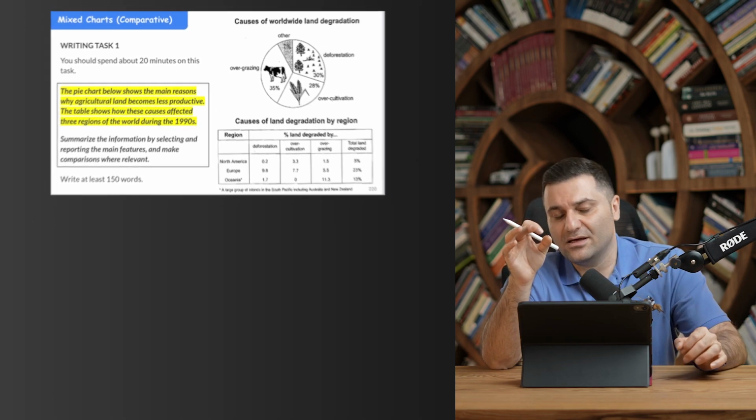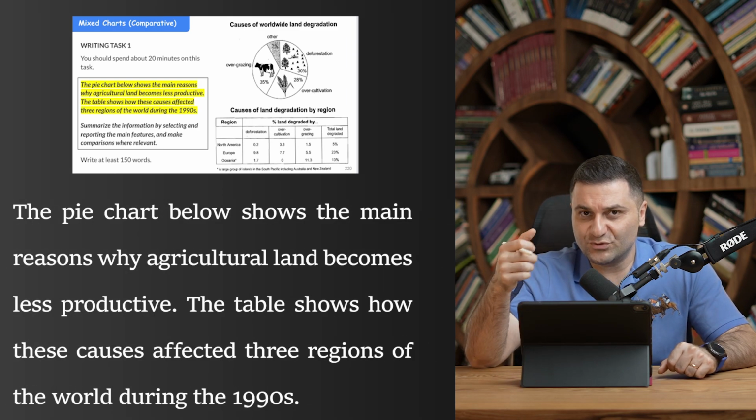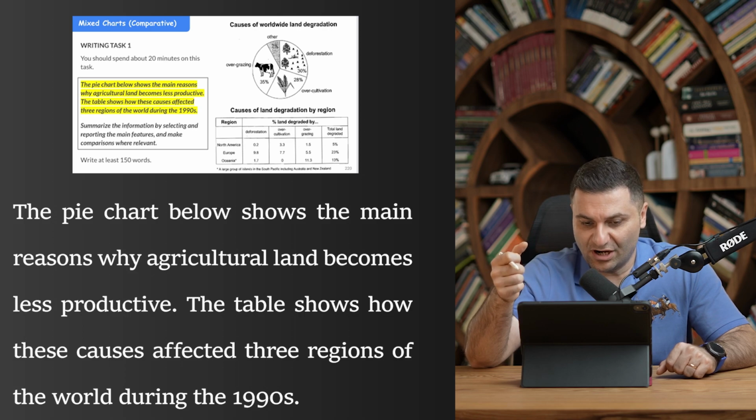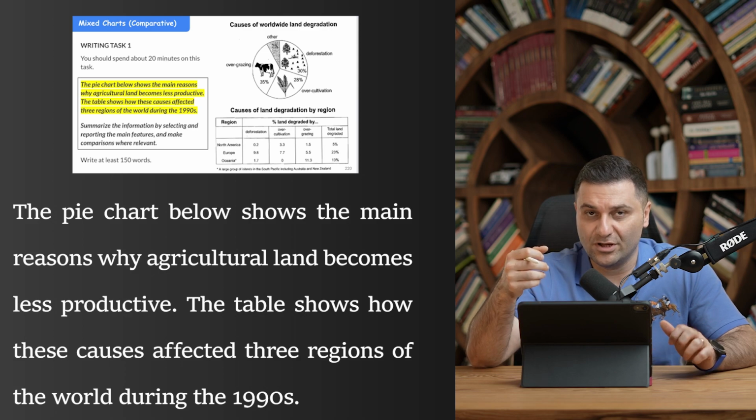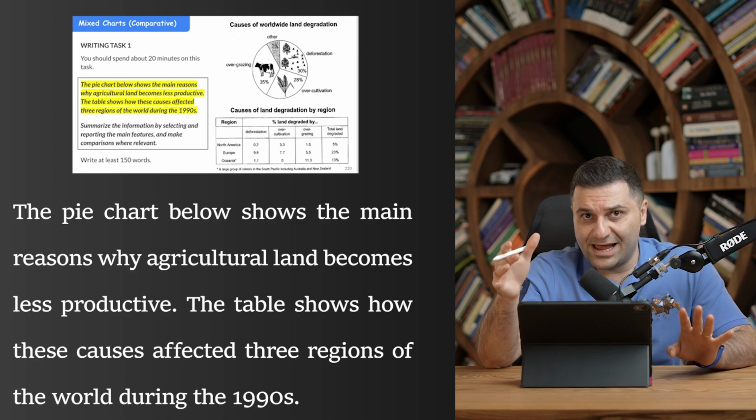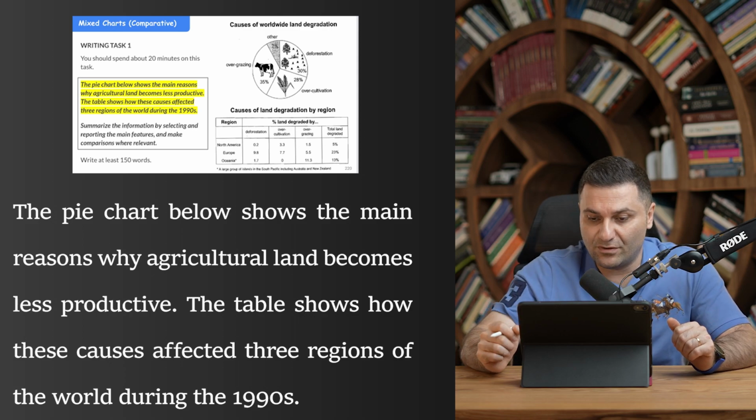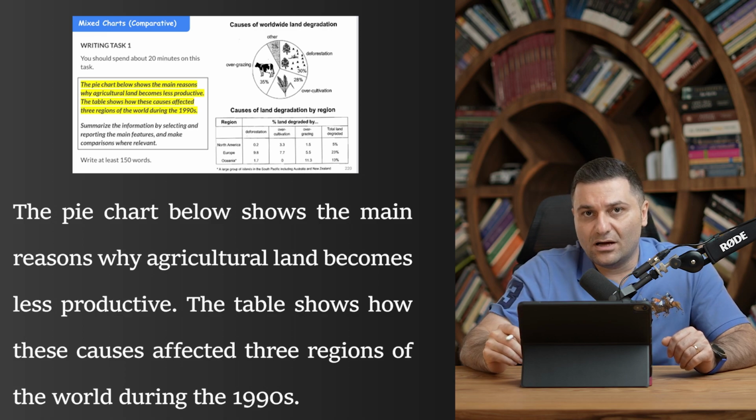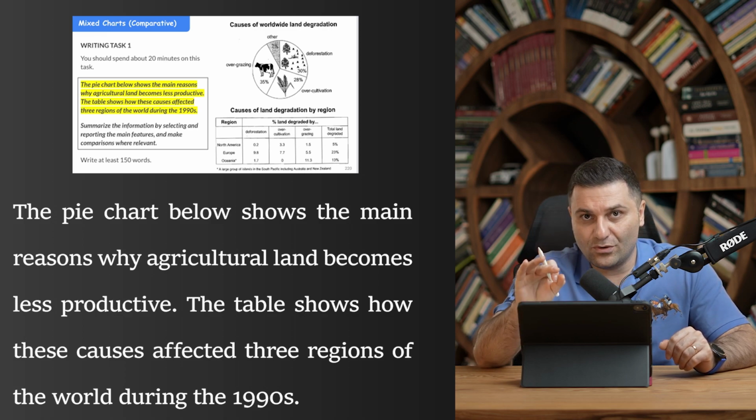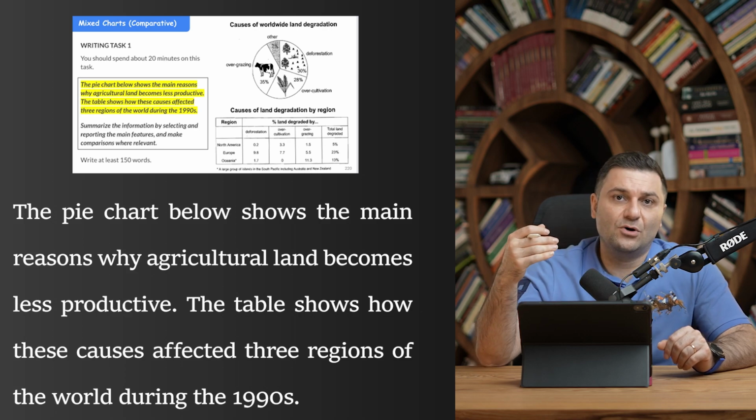Now let's take a look at the question. The pie chart below shows the main reasons why agricultural land becomes less productive. The table shows how these causes affected 3 regions of the world during the 1990s. All right, so in the pie chart, we have causes of land degradation. So there are different causes: deforestation, overgrazing, cultivation, and other actual causes. And in the table, there are 3 regions affected by this land degradation: North America, Europe, and Oceania.